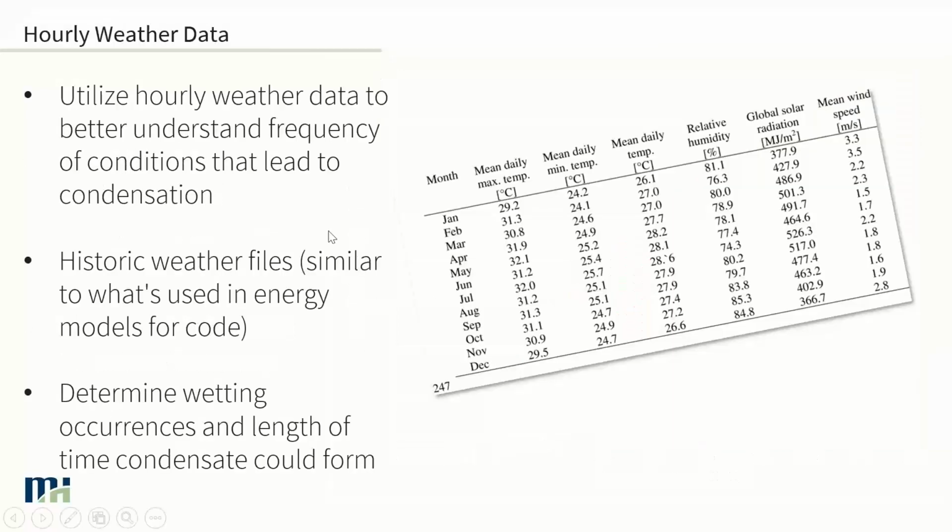So where can we take that even further? Well, if you really wanted to get down into the analysis of this, we could start utilizing hourly weather data to better understand the frequency of when those conditions occur that could lead to condensation. So we could take historic weather files similar to what they use in energy modeling, right? With the inputs that they use, that's essentially a typical year. It wasn't necessarily 2017, but they take worst case scenario months from different years over the last 15 years and use that information.